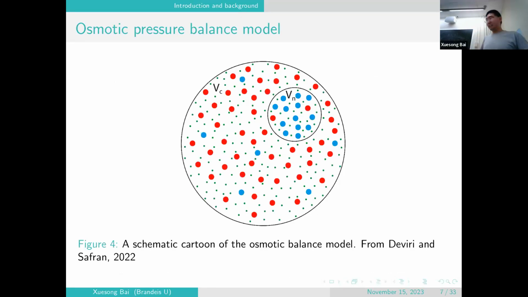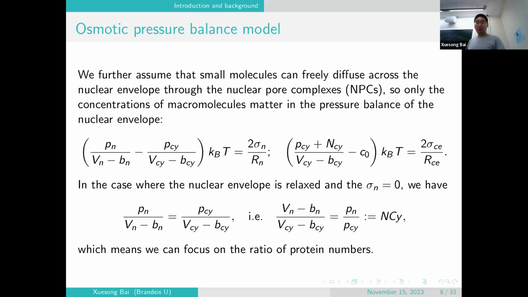But if you take a closer look at the solutes, we have different types of molecules. In this picture, we have these big dots and small dots. Those big dots, both red and blue, represent large molecules like proteins, whereas these small dots are smaller molecules like ions. What we assume further is that the small molecules can freely diffuse across the nuclear envelope, because the nuclear envelope is actually porous with these pore complexes.